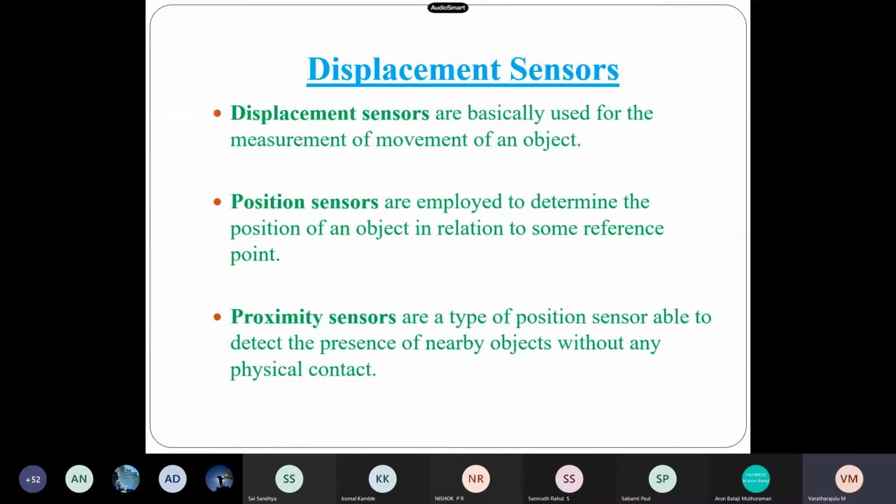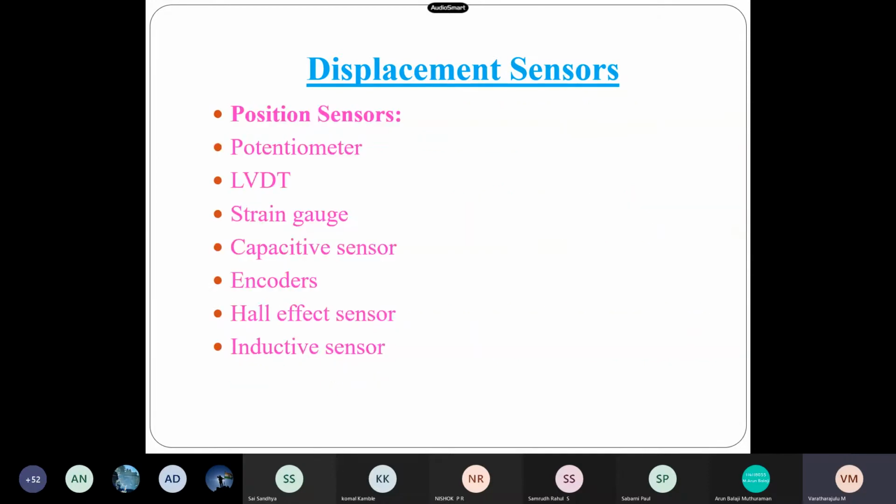Displacement sensors are used for measuring the movements of an object, and position sensors are employed to determine the position of an object in relation to some other reference point. Proximity sensors are a type of position sensor able to detect the presence of a nearby object without any physical contact. Even without physical contact, we can identify whether the component is available or gone. A few examples of displacement sensors: potentiometer, LVDT, strain gauge, capacitive sensors, encoders, Hall effect sensors, and inductive sensors.